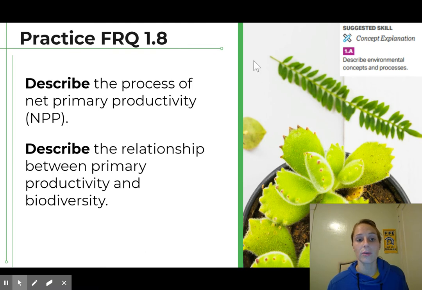What you are going to be doing for your practice FRQ is describe the process of net primary productivity, and then describe the relationship between primary productivity and biodiversity. And those were your notes on primary productivity, and I hope you learned something.